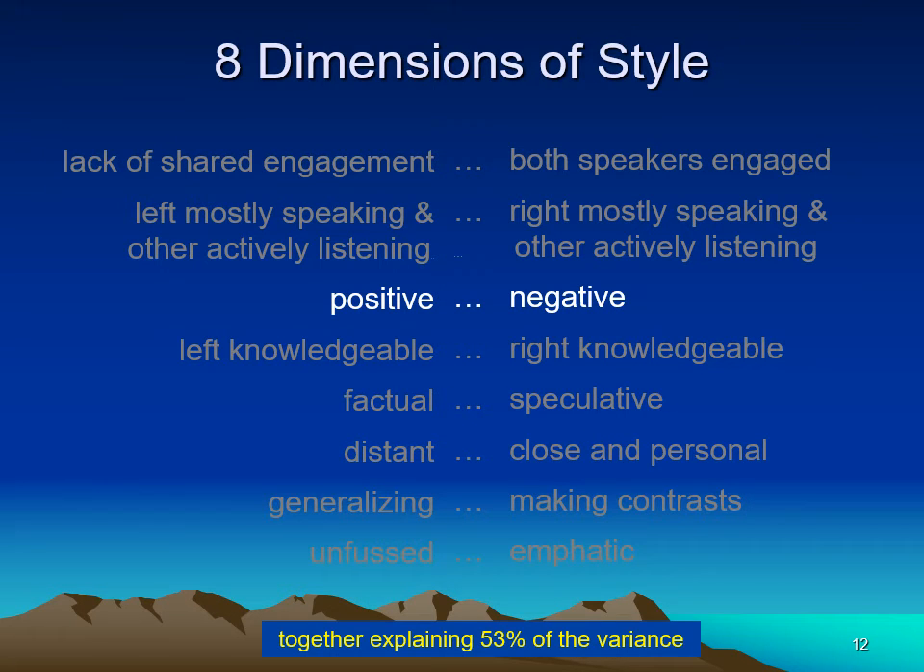Okay, so we've identified one dimension of interaction style, positive versus negative. This actually explains about 8% of the variance, so it's kind of a big deal. Together, the 8 that I'm showing you here explain 53% of the variance. So, interaction styles are complicated, but we can put some structure on them.